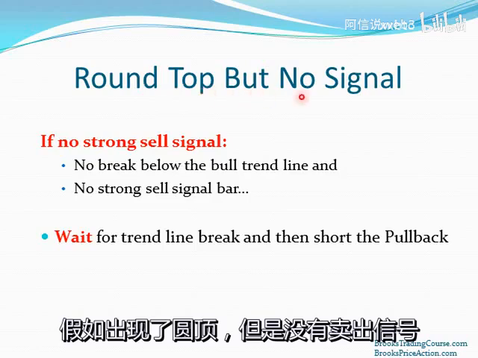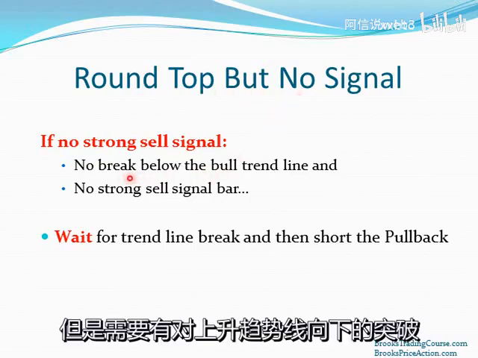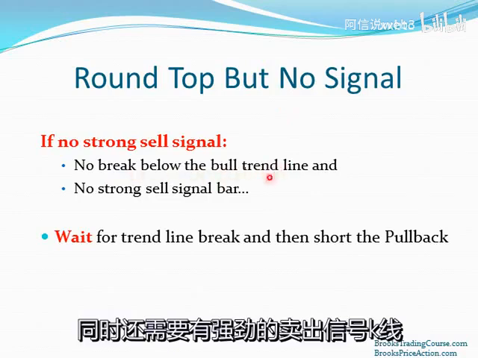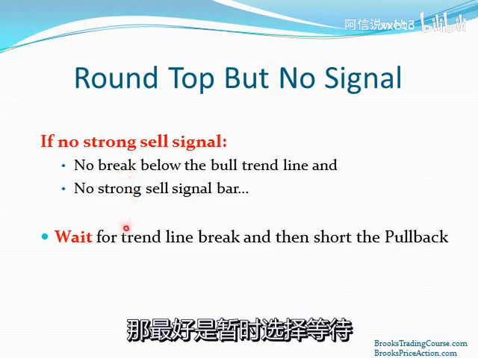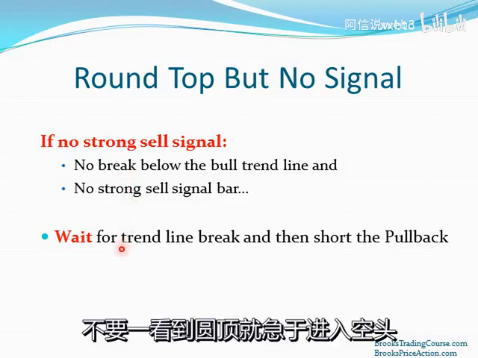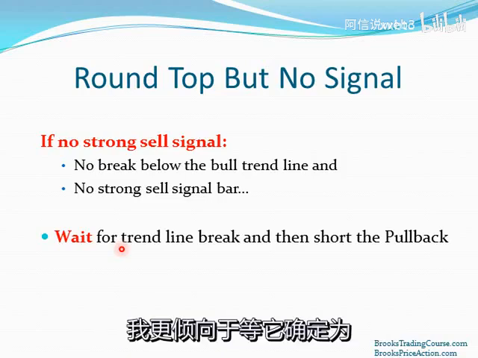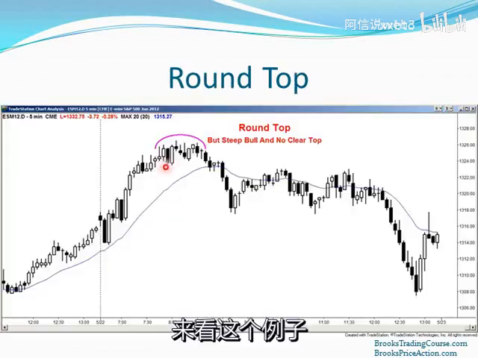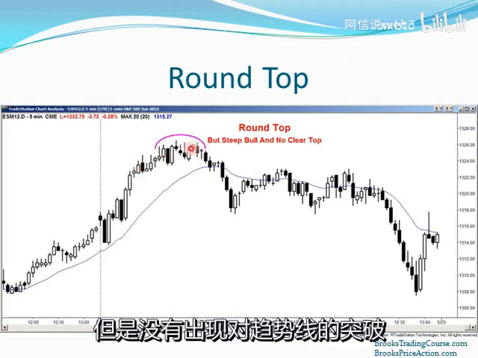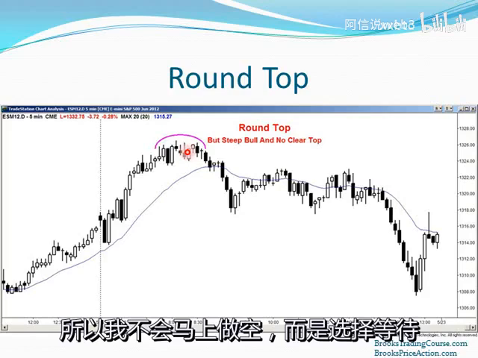Let's say there's a round top but no sell signal. You need a break below the bull trend line, and you need a strong signal bar. If you don't have both, it's better to wait until we get them before looking to short the rounded top. I would rather have it be a higher high or a lower high major trend reversal before shorting. So for example, here we have a strong bull trend and we're forming a rounding top, but we don't have a trend line break. So I probably would not take this short, and I would wait.